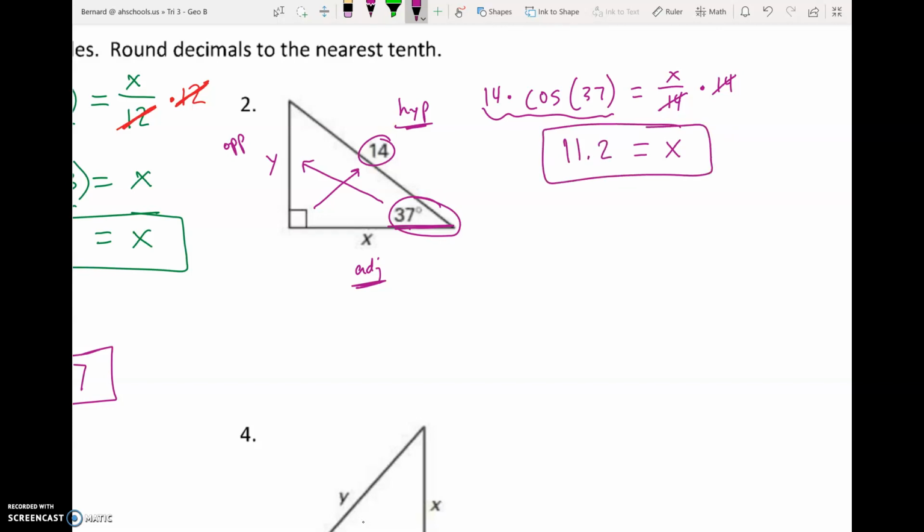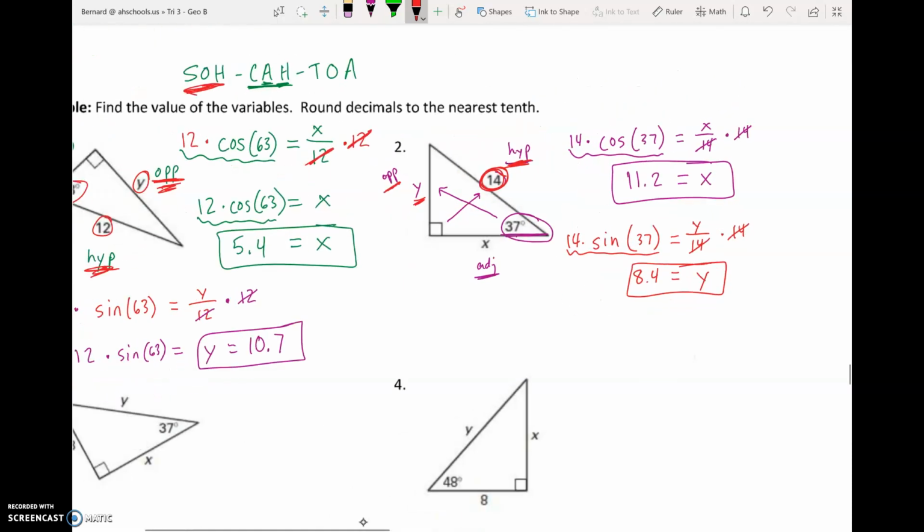All right, now let's find y. Y is on the opposite side, and our hypotenuse is still the number we know, 14. So now we'll use opposite and hypotenuse. Opposite and hypotenuse is the SOH part. So the sine of 37, SOH, equals opposite, which is y, over hypotenuse, which is 14. Times both sides by the bottom number. Both sides, remember. So these 14's cancel, and y is going to equal 14 times the sine of 37, which is 8.4.